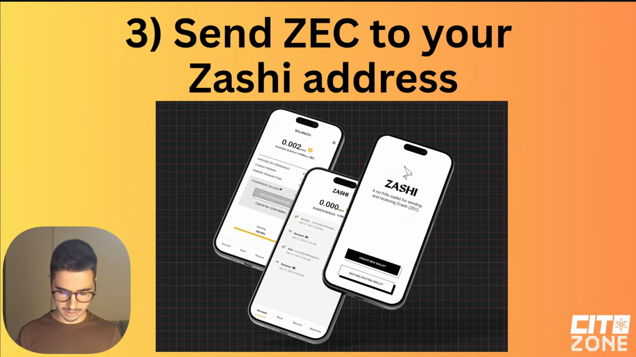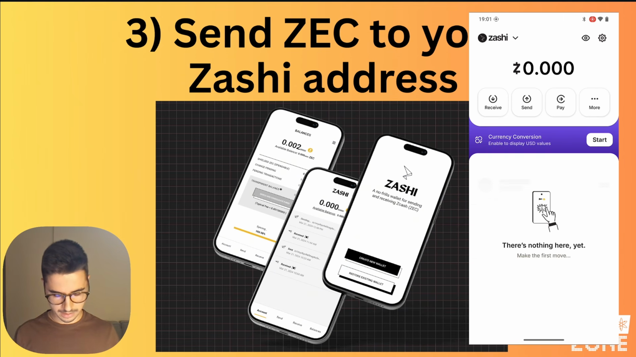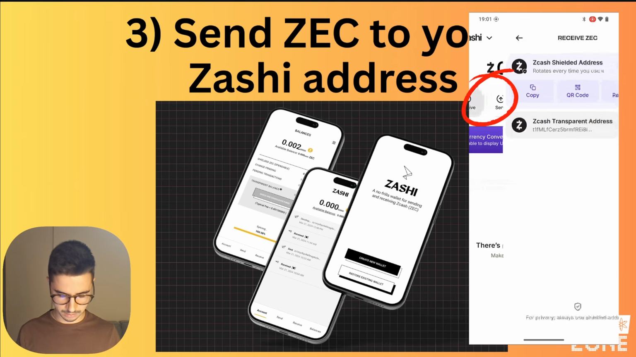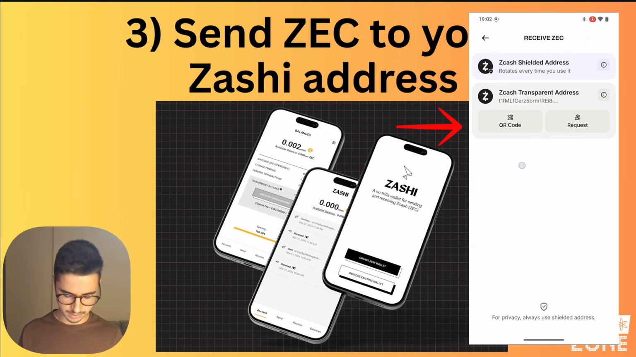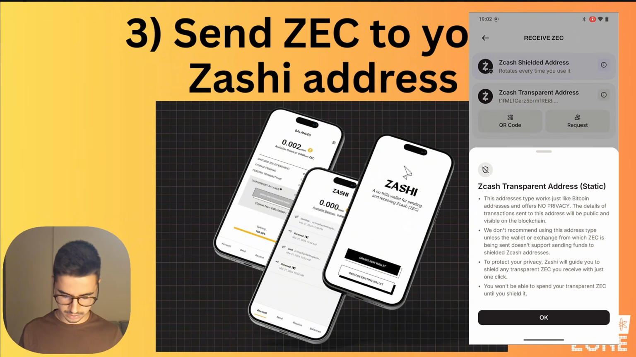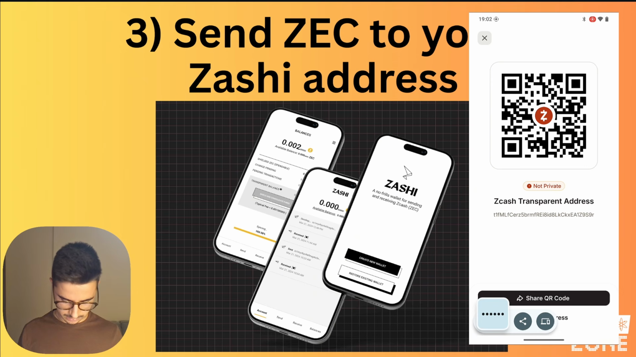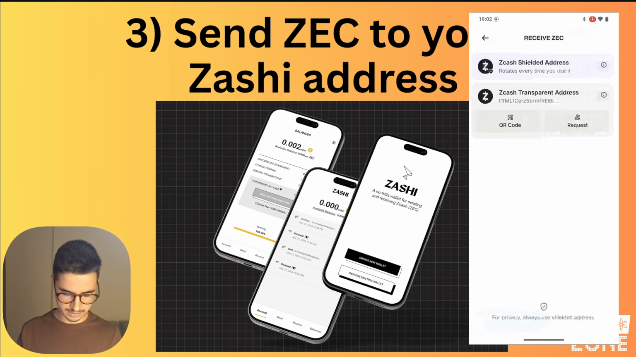So let's pick up the phone one more time, and now here we click on receive. We don't want to receive the funds directly into the shielded address. This doesn't work as far as I know. Therefore, we want to send Zcash to our transparent address over here. And yeah, you can either do it via a QR code or just copy paste this address. I copied the address, and just give me a second so I can send it over to my computer.